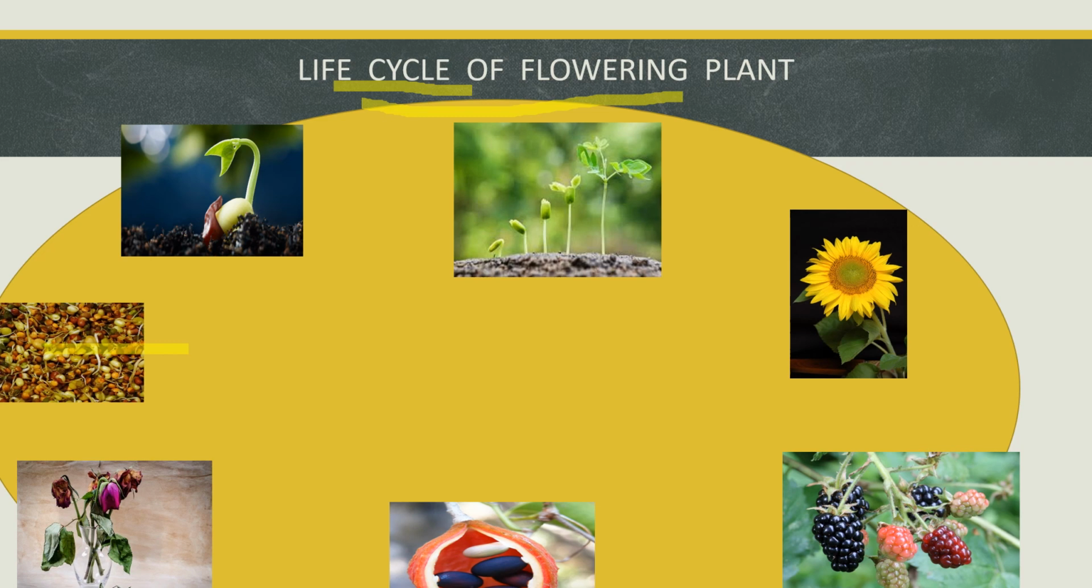So how many steps are there? 1, 2, 3, 4, 5, 6, 7. So there are 7 steps in the life cycle of a flowering plant. When we are talking about this, what is it actually? It is sexual reproduction in flowering plants. Let us discuss the main processes involved in the life cycle in detail, which we will learn tomorrow.